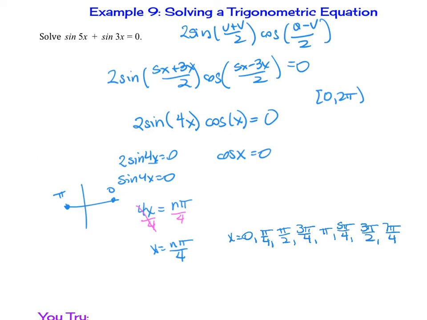And then cosine of x equals 0. So when is that true? Cosine equals 0 here and here. So that's at pi over 2 and 3 pi over 2. And that's already included here in these values.